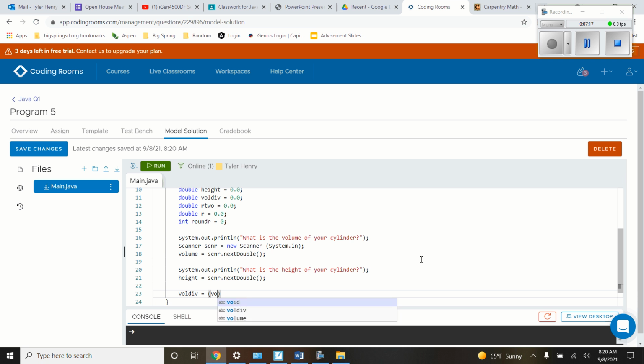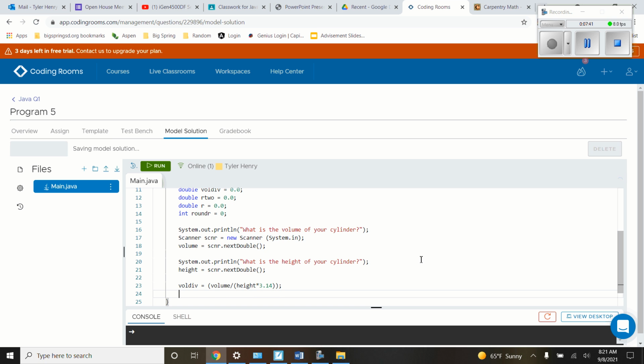So I'm going to do whatever they typed in for volume divided by, and I'm going to put it in another set of parentheses, height times 3.14, which is pi. Okay, so hopefully now that's starting to solve my problem. Okay, now I have that volume divided. That's going to equal what the R squared is.